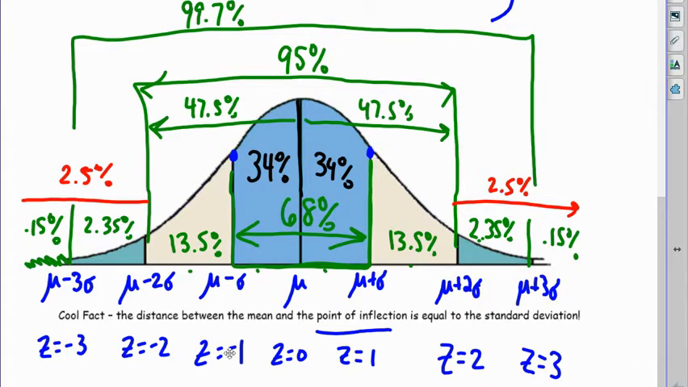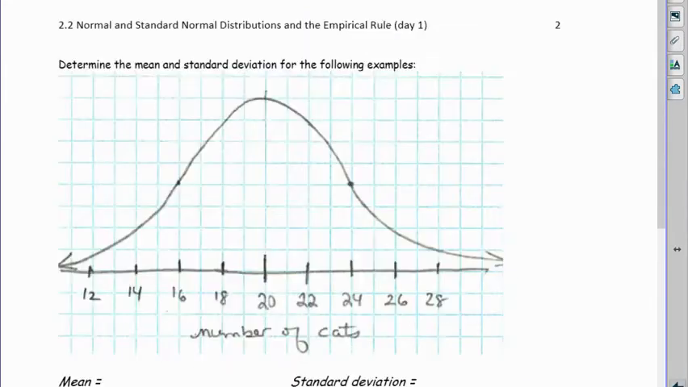It won't be often that you'll get z-scores that exactly match up, but yeah. So let's look at this graph that I drew for the number of cats. You know, if you had this many cats, the number of cats that Mrs. Hamby has owned. I don't know. I haven't had this many cats, but anyway, determine the mean and the standard deviation from this graph.